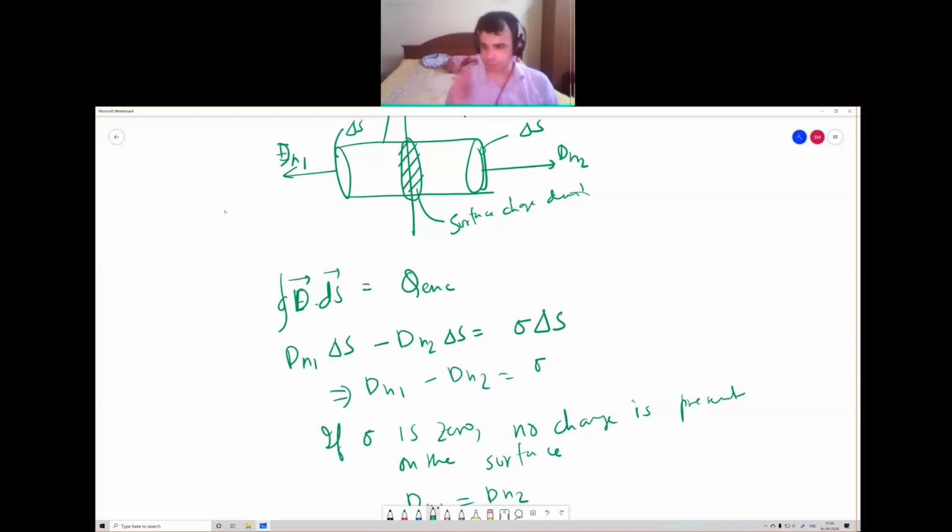Usually for the surfaces we will consider sigma is 0. So we can apply without any hesitation that D1 equal to D2. But careful that it is with D, not with E. So En1 equal to En2 is not generally correct unless the epsilons of the surfaces are the same.